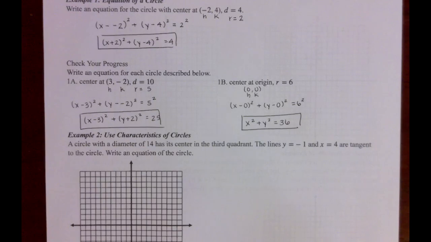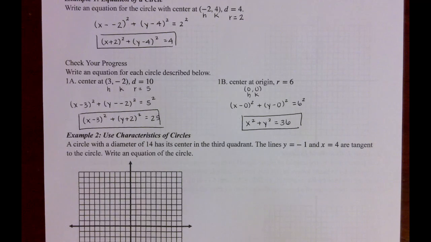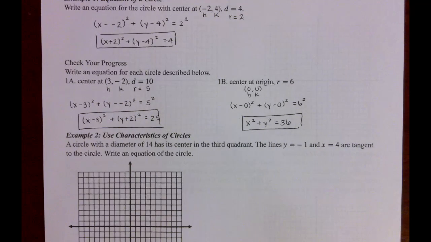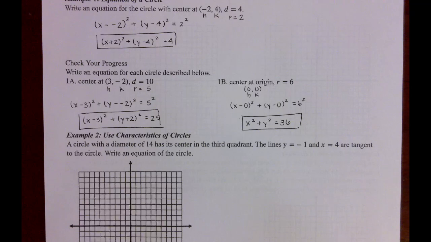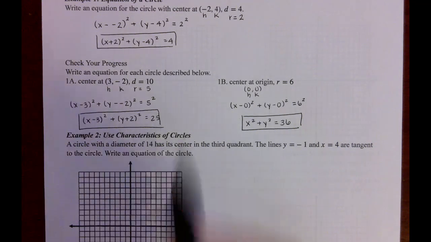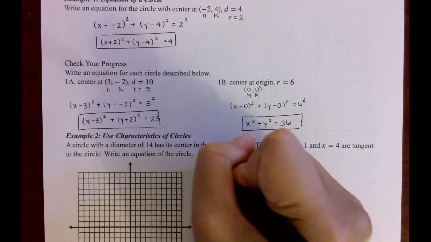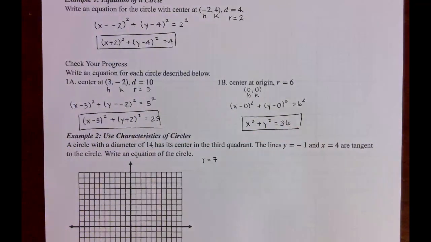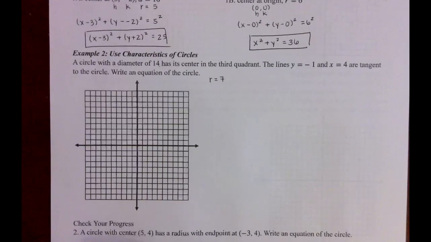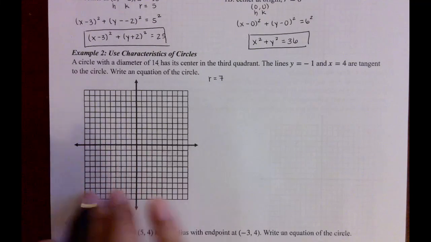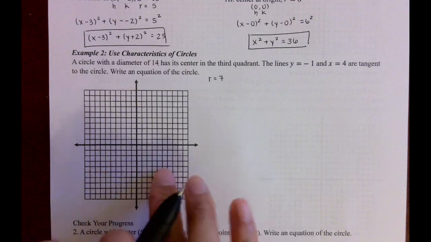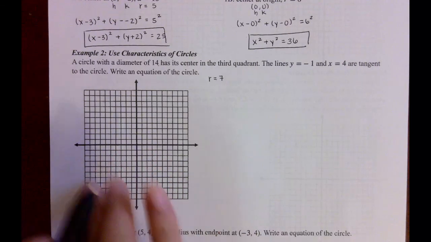Okay, so the next question gives us some characteristics, and then we are going to graph it. So here, a circle with a diameter of 14. If the diameter is 14, that tells me the radius is 7. The center is in the third quadrant, so that means it will be here, because it's quadrant 1, 2, 3, 4. So the center should be somewhere here, okay?